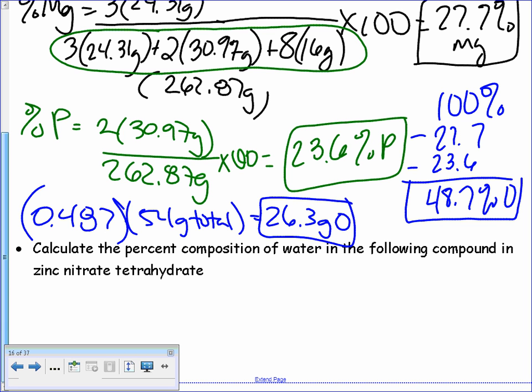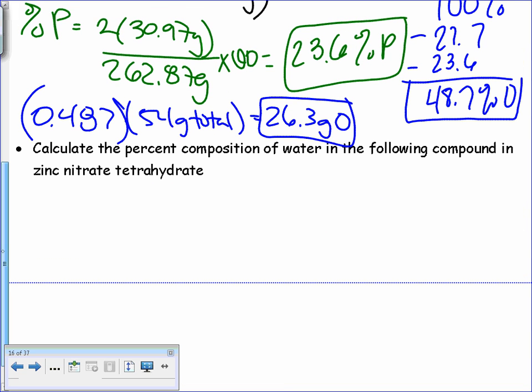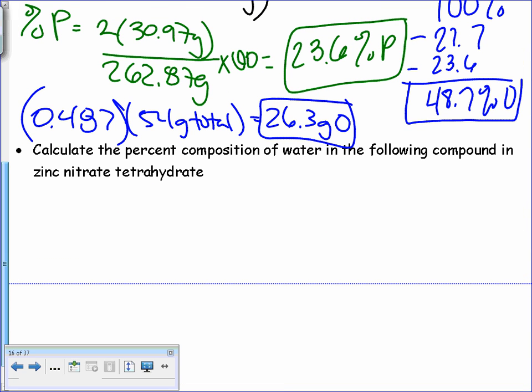Okay, we're going to do the same thing, but not to that detail, because I think once you do it once, you kind of get it. But the percent water in a hydrate is a little different. So calculate the percent composition of water in the following compound, zinc nitrate tetrahydrate. We've done 1 or 2 examples of hydrates where it's got like the bullet point in the middle and then waters afterwards. So tell me the chemical formula for zinc nitrate.